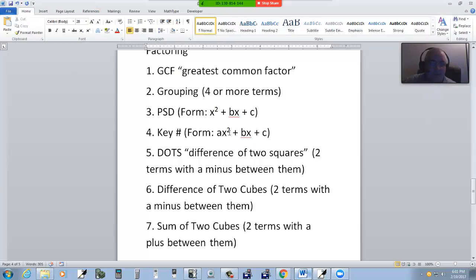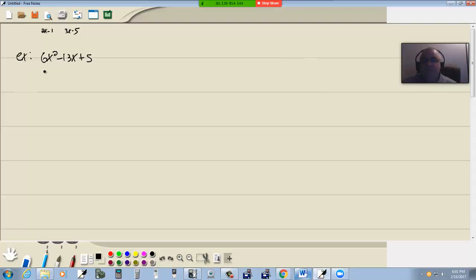Now key number, what we're looking for here is an x squared, x, no x, and there's a number in front of our x squared. So x squared, x, no x, number in front of our x squared. So there's going to be key number. We'll take our number at the beginning times the number at the end, ignoring signs. So 6 times 5. That gives us 30.